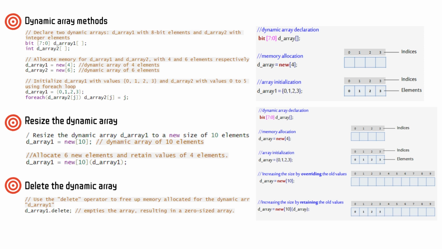d_array1 is equal to new[10](d_array1). This syntax will allocate 6 new elements for d_array1 and retain the values of the 4 old elements. In addition to these methods, there are other methods you can use to work with dynamic arrays, such as the size method, which returns the current size of a dynamic array, and the delete method, which empties the array, resulting in a zero-sized array. I hope this has helped you understand dynamic arrays and the methods.